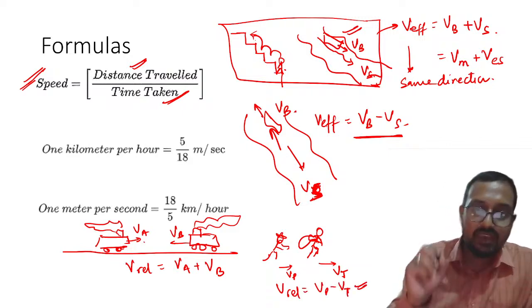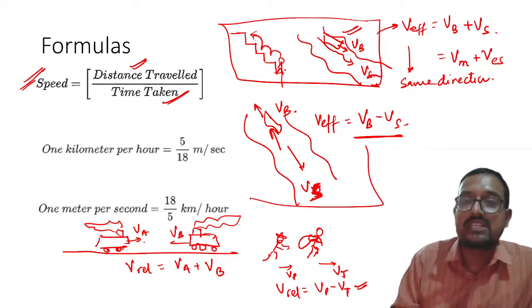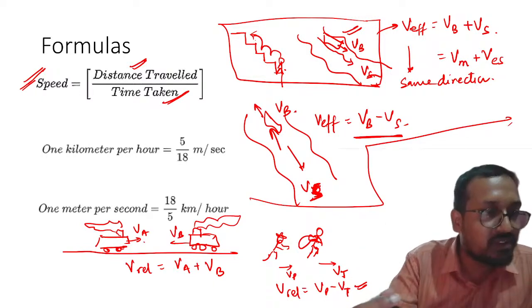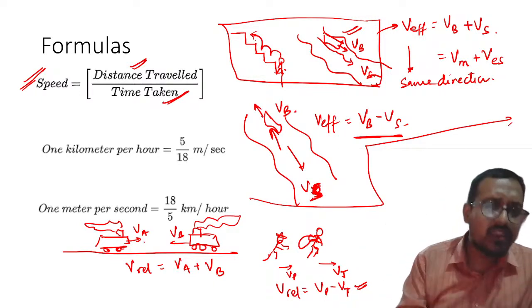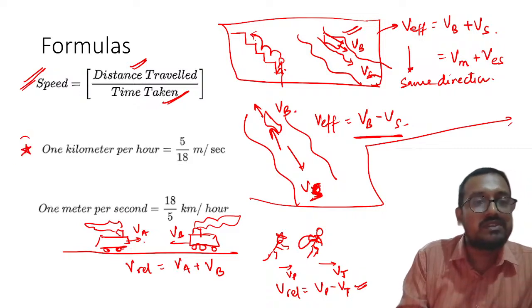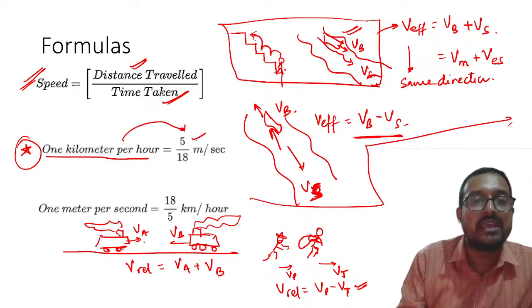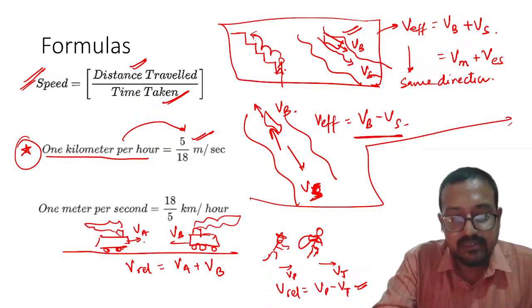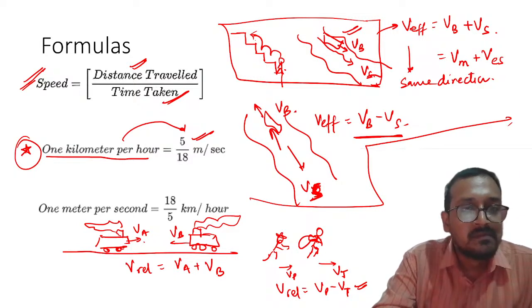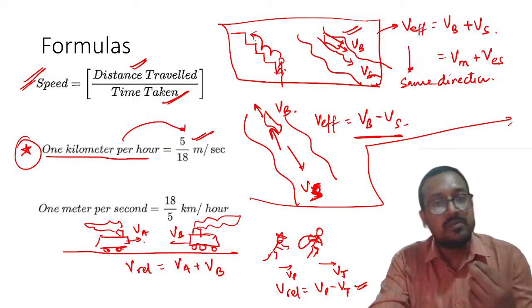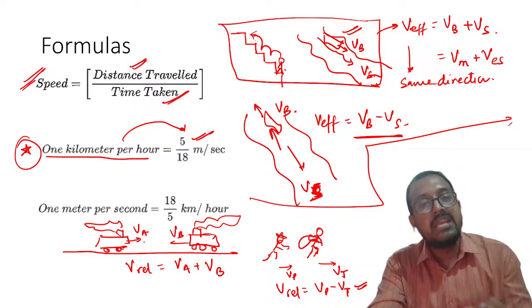Understood this thing? Everyone understood it? There are two cases. Please never ever get confused. Now, one conversion unit which is extremely important is 1 kilometer per hour will be equal to 5 by 18 meter per second. Understood? 1 kilometer per hour is equal to 5 by 18 meter per second.